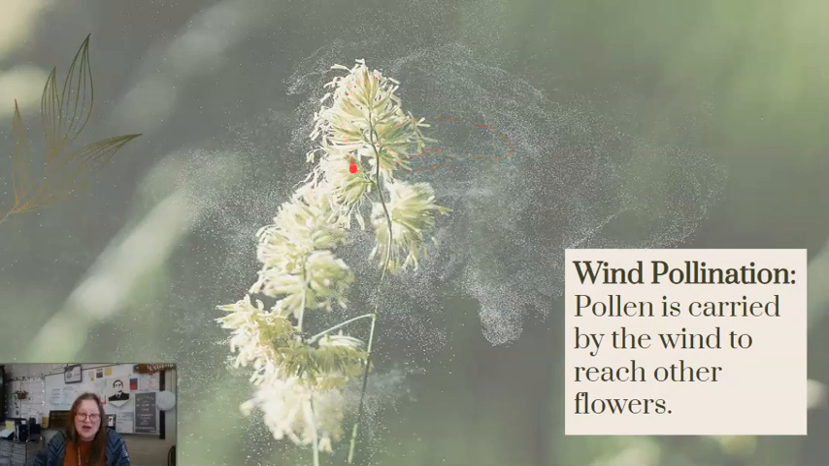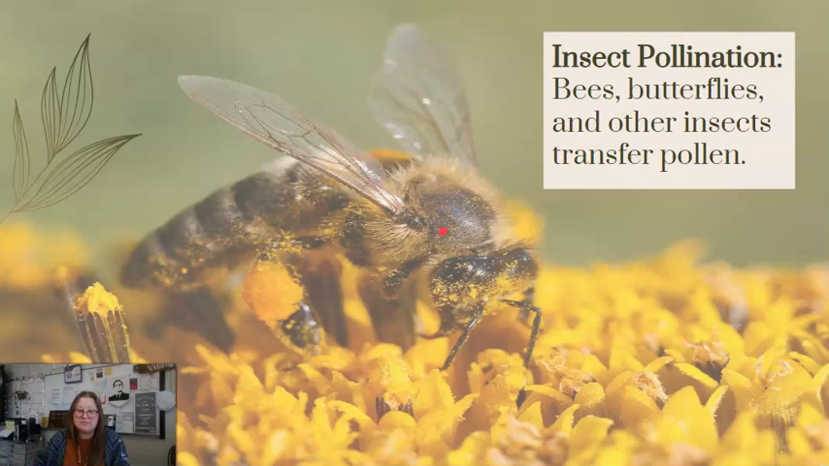This is actually a grass flower. This is what the flower of some grasses look like, and most grasses, if not all, are pollinated through wind pollination. This is insect pollination. Save the bees, the bumblebees. So all of this pollen is sticking to this bee, and it's going to go along to all of the different flowers and carry that pollen across. That would be insect pollination. It can also be done by butterflies and other insects.